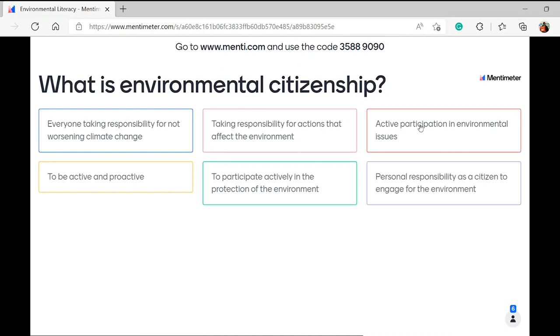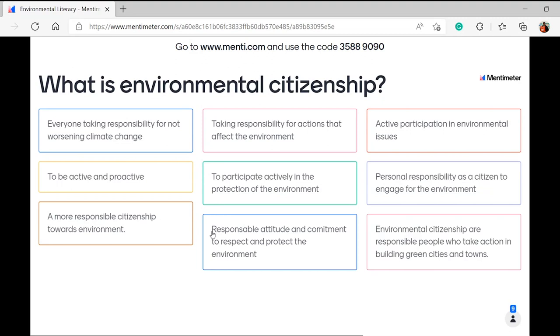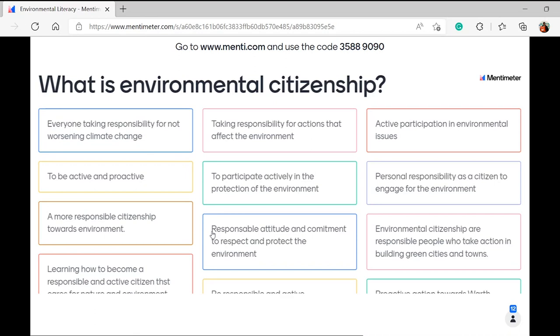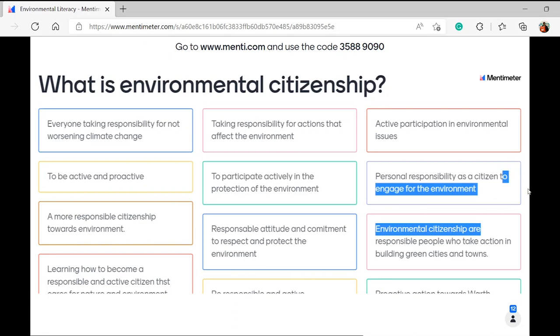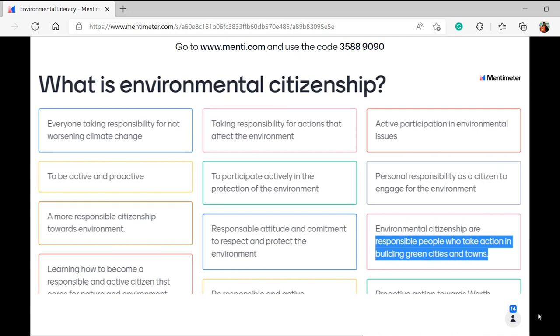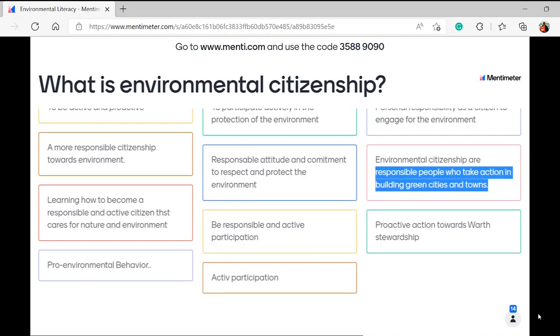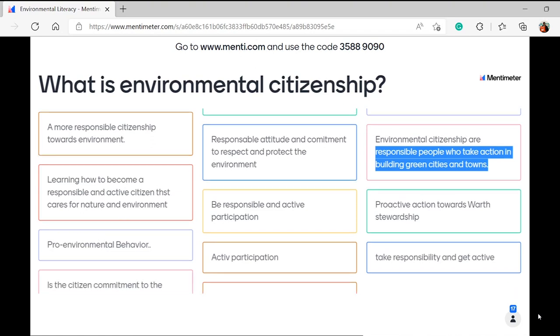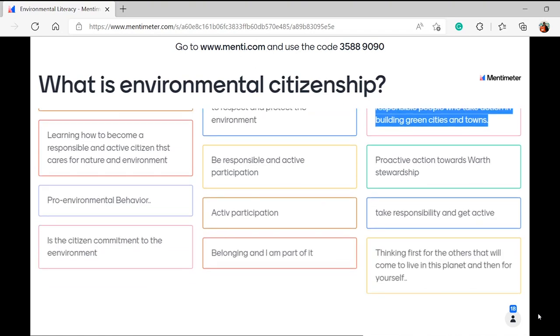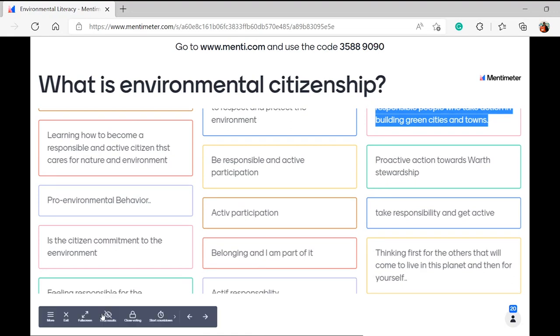Participation is key when we are looking at citizenship. Active and proactive. Participate actively in the personal responsibility. So active participation, personal responsibility, everyone. Responsible attitude. And so responsibility is one keyword that is coming out very strongly in the feedback. And then learning how to become responsible, learning about pro-environmental behaviors, generic, but then responsible, active, proactive. Belonging, I'm part of it. Wonderful.